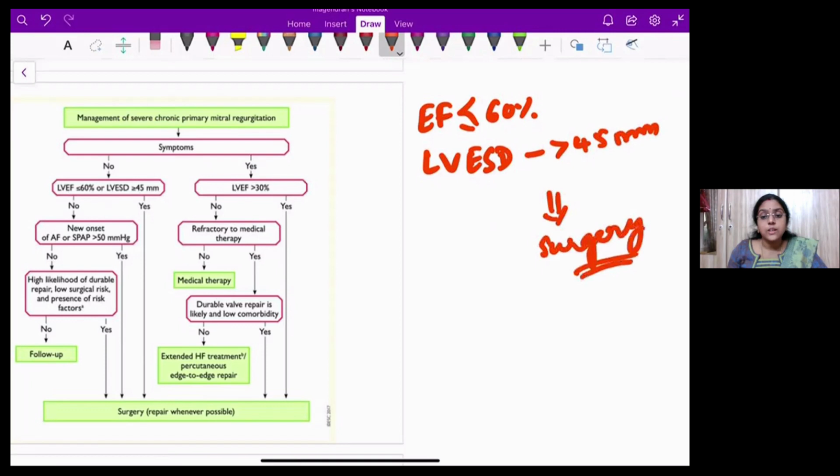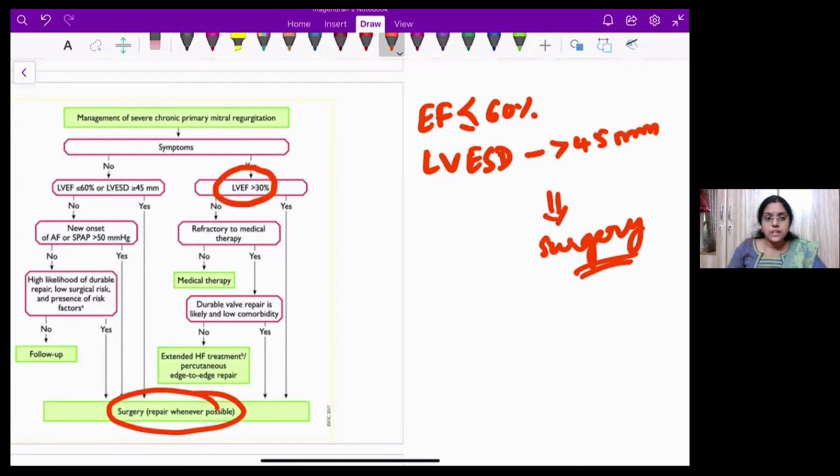That will actually help in stopping the progress of the mitral regurgitation lesion. When the EF is less than 60% and the LV end systolic diameter is more than 45 millimeters. Or if the patient has more than 30% ejection fraction, and the patient's medical condition is allowing you to have the surgery, if there are no contraindications or the comorbidities are less, then the patient can undergo surgery.